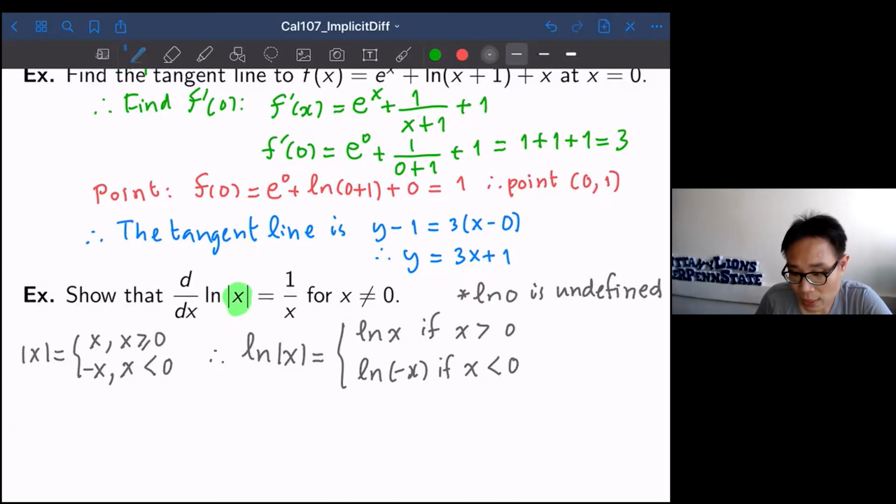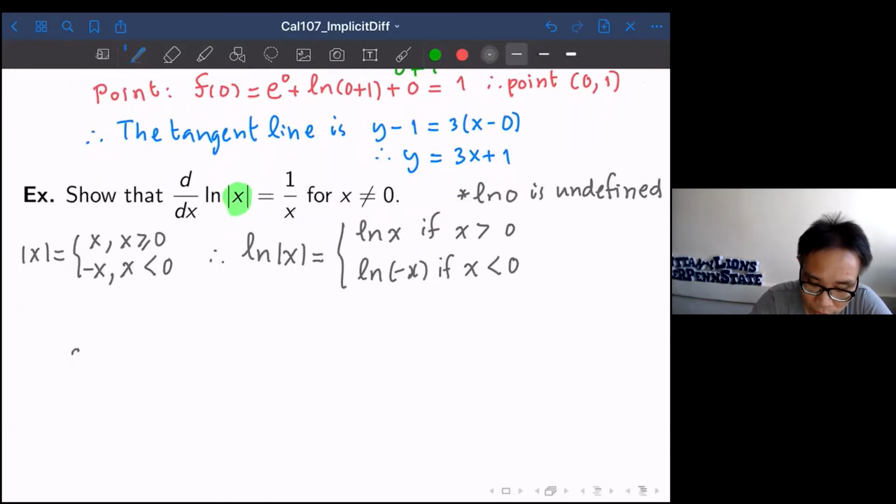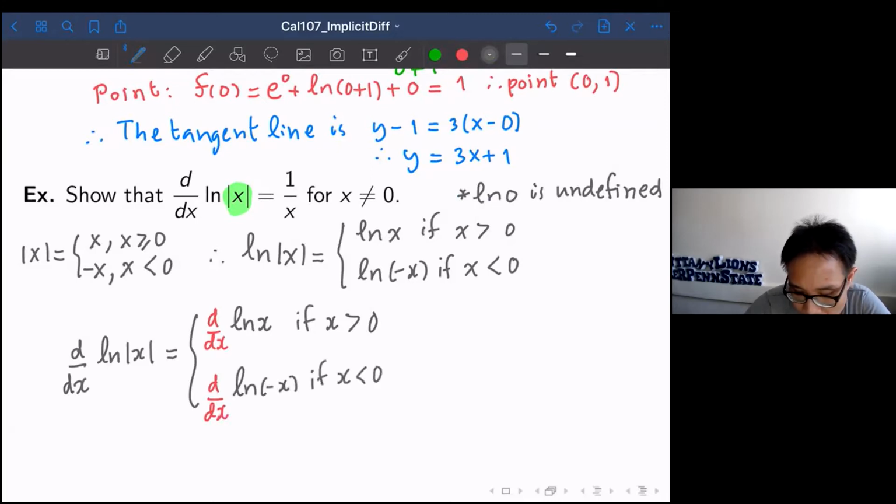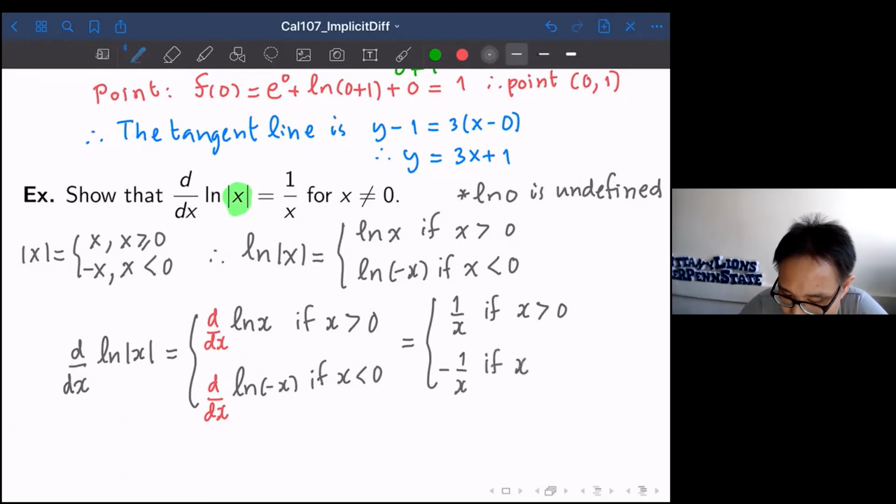Okay, so we don't have to care about x equal to 0. When you have a piecewise function like this, you're going to differentiate. So you're going to have d/dx of log absolute x. You basically differentiate d/dx of log x if x is positive, and d/dx of log of negative x if x is negative. This guy will be 1 over x if x is positive, and negative 1 over x if x is negative. Okay, so this is what we have.